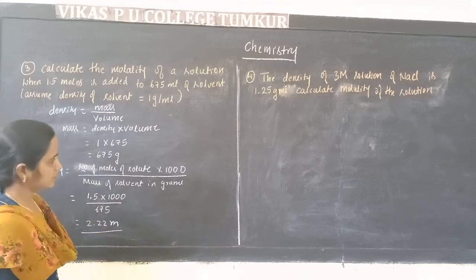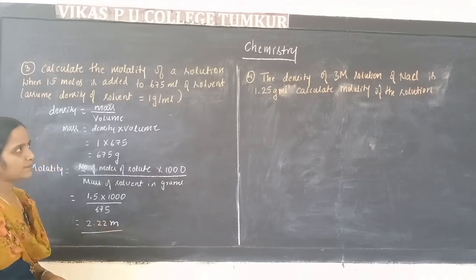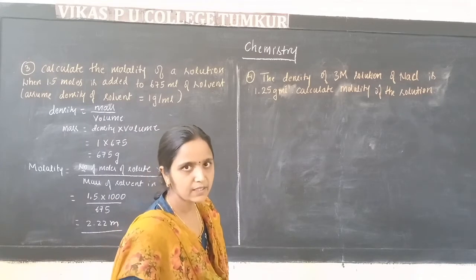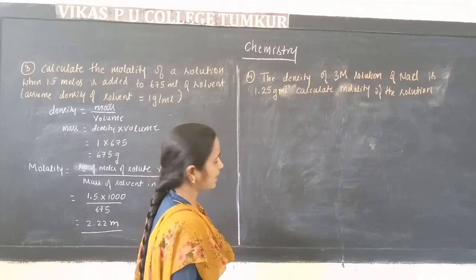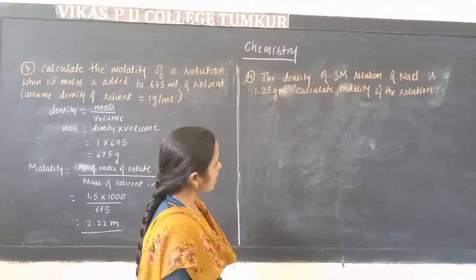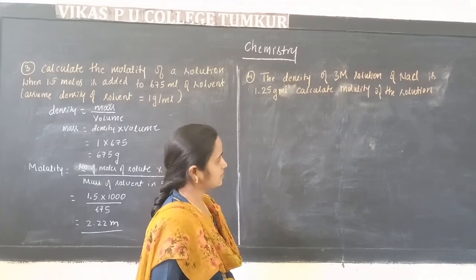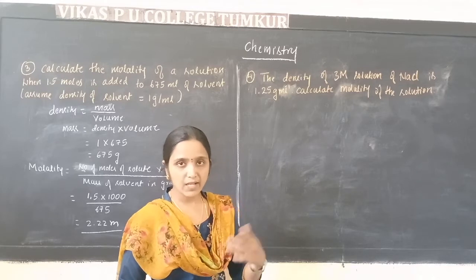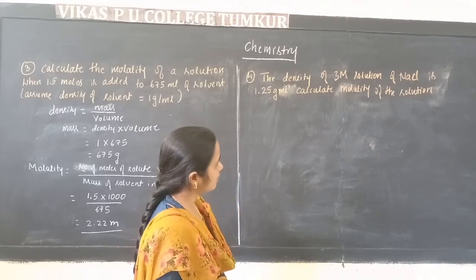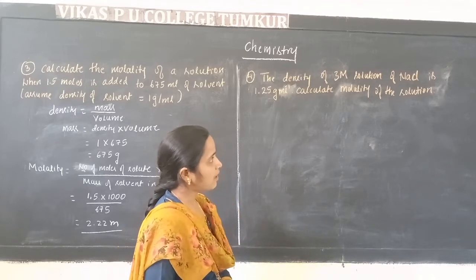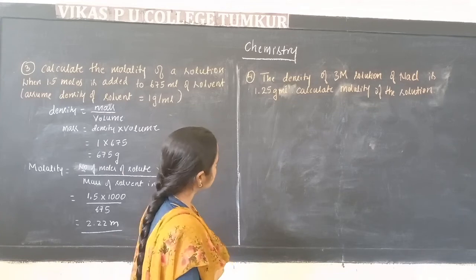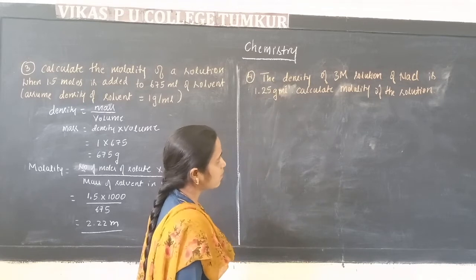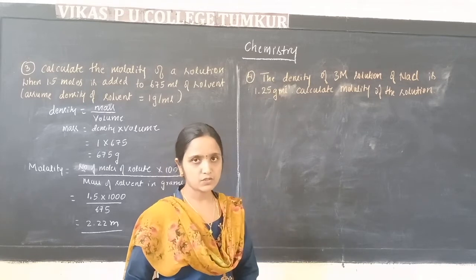solution. Now we will solve the next problem. The next problem is a little bit different. We should find the molality only, but in a different manner than given. The density of a 3 molar solution is given. 3 molar is the molarity. The density of the 3 molar solution of NaCl is 1.25 gram per ml. Calculate the molality of the solution.